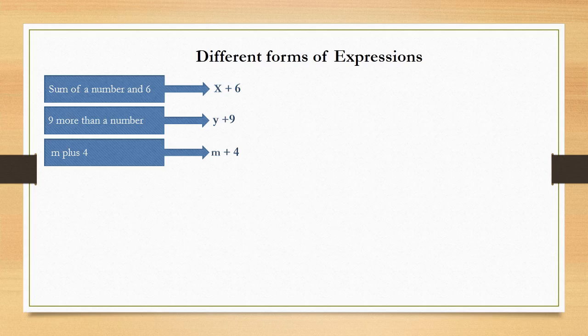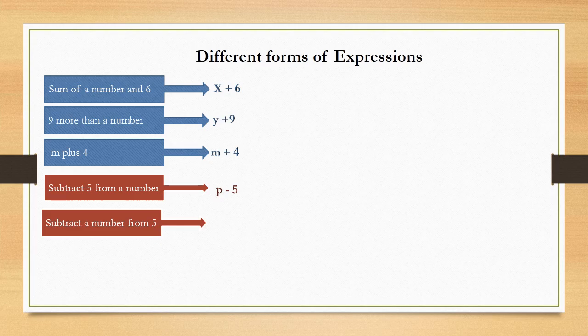Then let's move towards subtraction. Suppose there is an expression like this, subtract 5 from a number. We can write it as p minus 5. Then subtract a number from 5, that means 5 minus p. It may also ask like this, take away 4 from a number. That means we may go for x minus 4. These are some subtraction expressions.